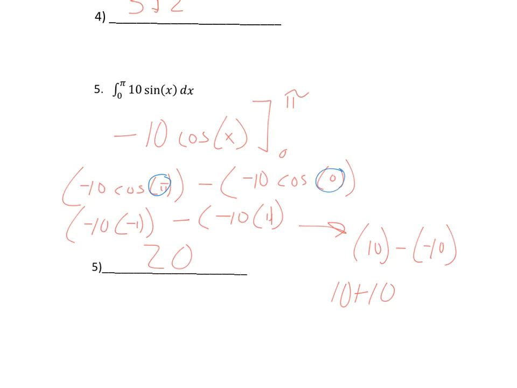Now, there's a lot of negatives going on. I specifically chose this because I knew there'd be a lot of negatives, and you had to really follow through with what you were doing. So I have negative 10, and the cosine of pi is negative 1. So negative 10 times negative 1 will be positive 10. Minus, I have negative 10 times positive 1 here. So that would be 10 minus negative 10, which is like saying 10 plus 10. So the final answer is 20.